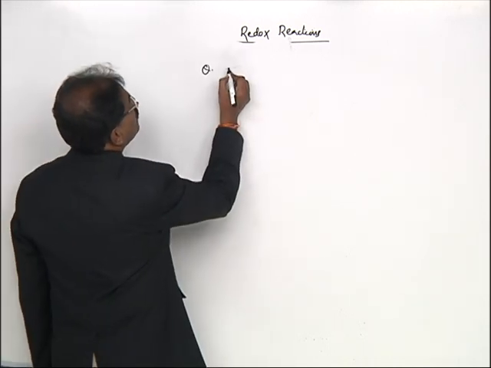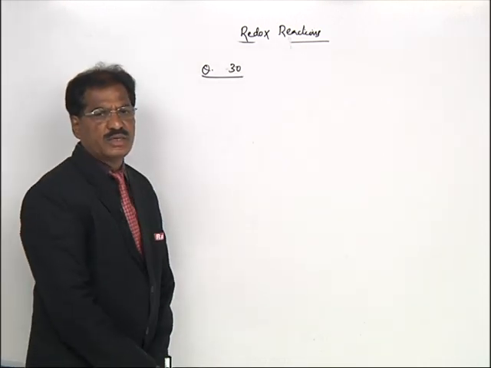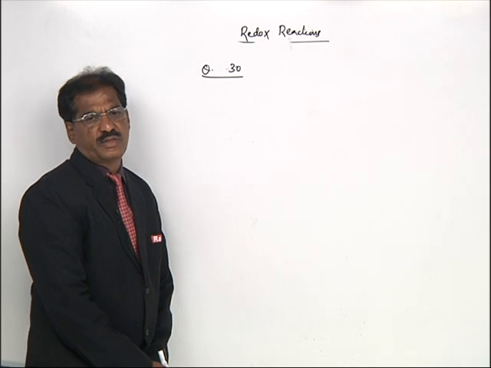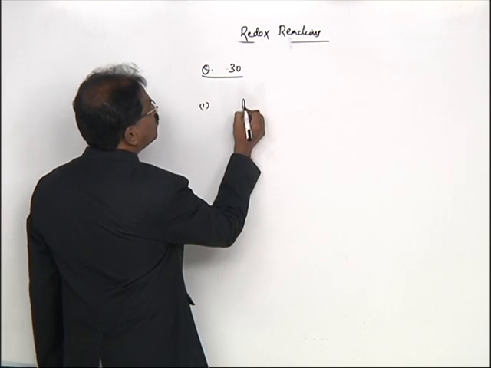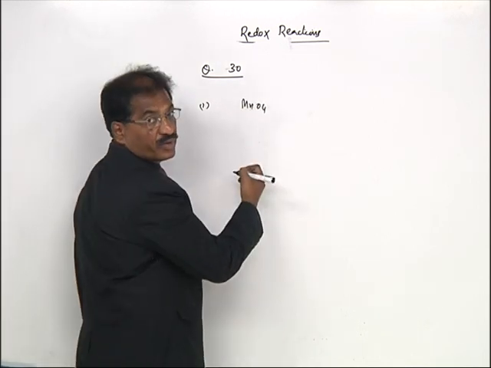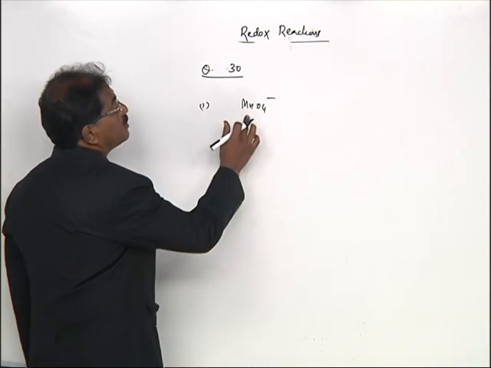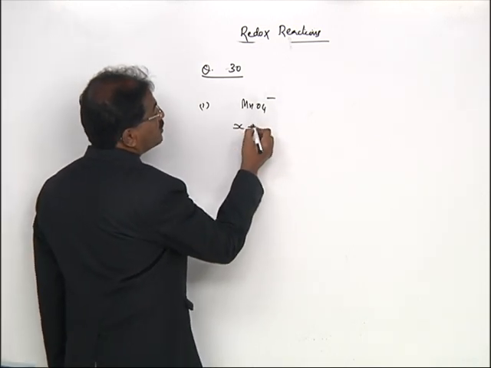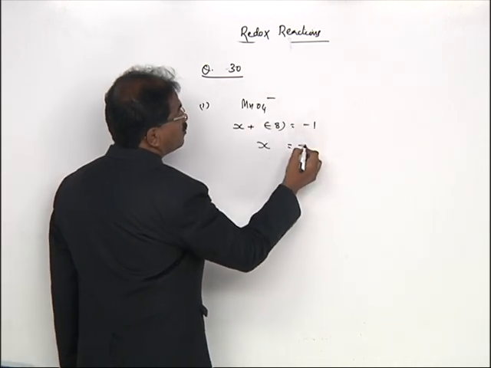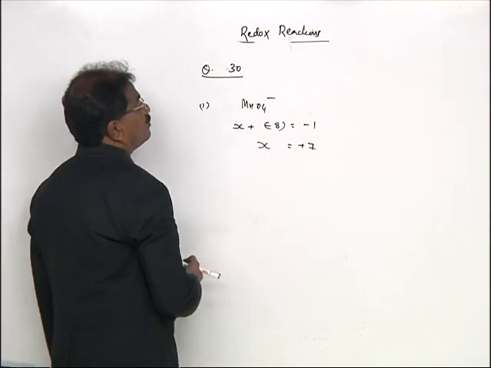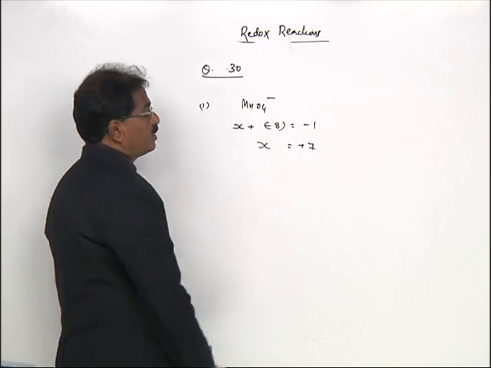Next, question number 30. Among the following, identify the species with an atom having +6 oxidation state. In the first option, they have shown MnO4 minus. Here, identify the oxidation state of the manganese. Manganese oxidation state X, plus -8 is equal to -1. Therefore, X is equal to +7. So we have to identify the option in which the oxidation state of the central atom is +6, but here we got +7.